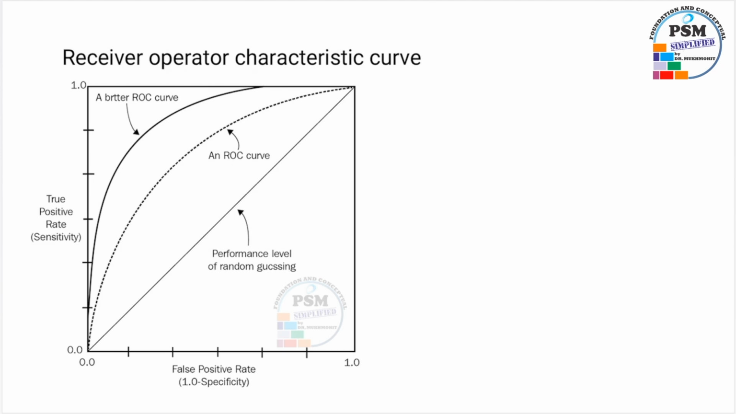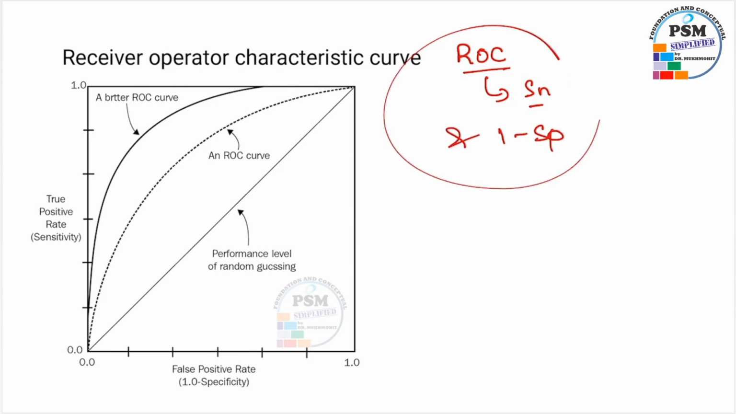Next, sometimes the examiner would ask you about the receiver operator characteristic curve, the ROC curve. Beta, the ROC curve is drawn between sensitivity and 1 minus specificity. Please remember, say with me, it is always drawn between sensitivity and 1 minus specificity. What is 1 minus specificity? That is nothing but the false positive rate.